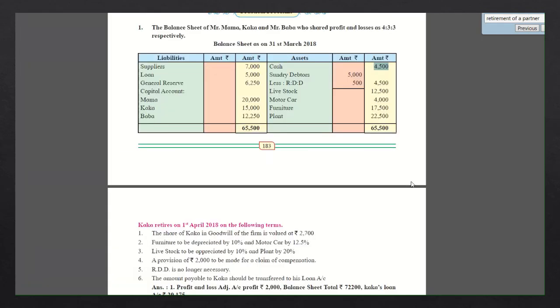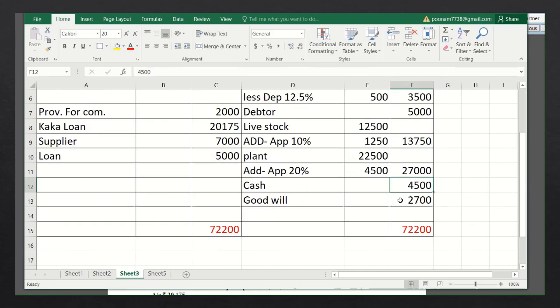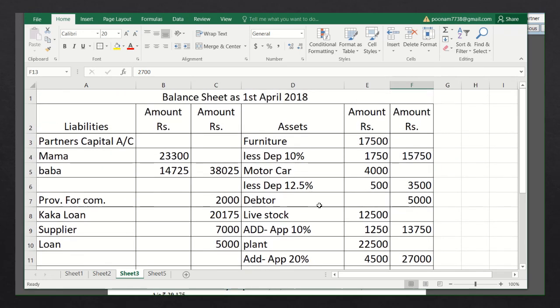Now in the working note you can see that I have prepared one goodwill account, students. The goodwill account is already 2,700, the higher total is written here, 2,700, and the closing balance of goodwill is 2,700 only. So in the balance sheet the goodwill will also be shown as 2,700. You can see that for items which have an adjustment I have done the working and written the total in the outer column, and for items which have no adjustment I have written the amount as it is from the old balance sheet.